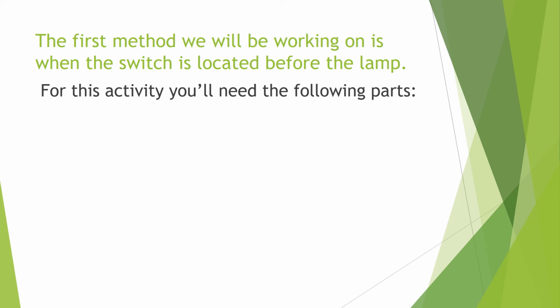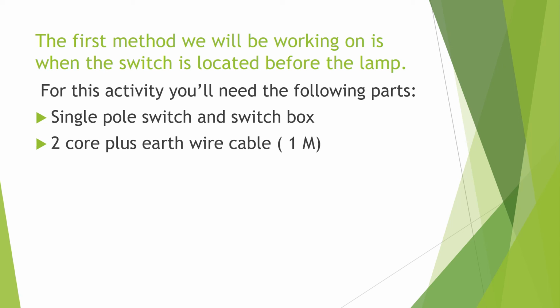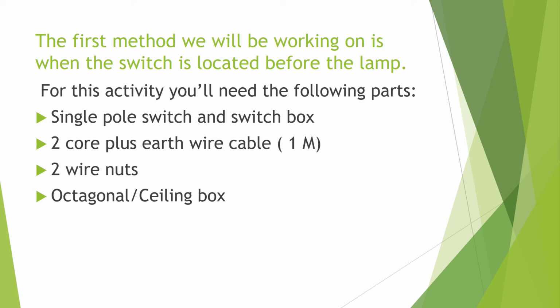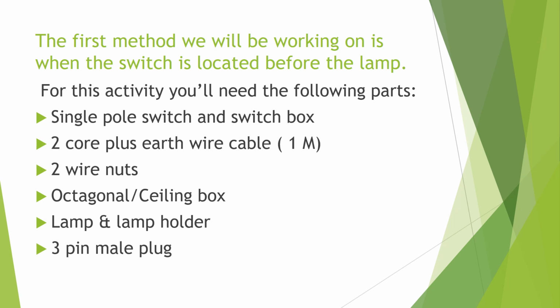For this activity, just a refresher, the materials you will need: a single pole switch and box, a 2-core plus earth wire, 1 meter, or any amount of wire that you would need, but 1 meter minimum, 2 wire nuts or screw connectors, an octagonal or sealant box, a lamp, and a lamp holder. We call it a bulb, but the correct word is lamp. A 3-pin male plug for the power supply. We will not be connecting to a panel. We will be connected to an outlet for our initial stages of practicals. We will visit the panel in later sessions.